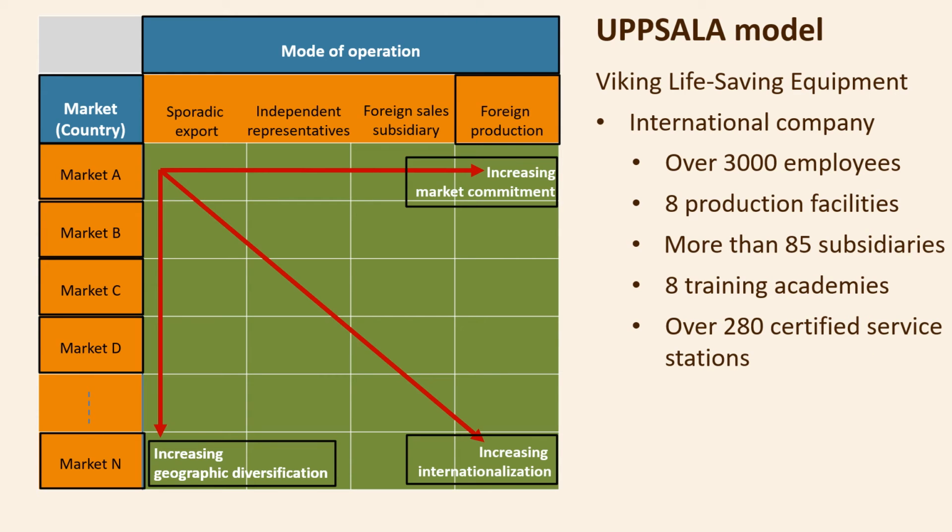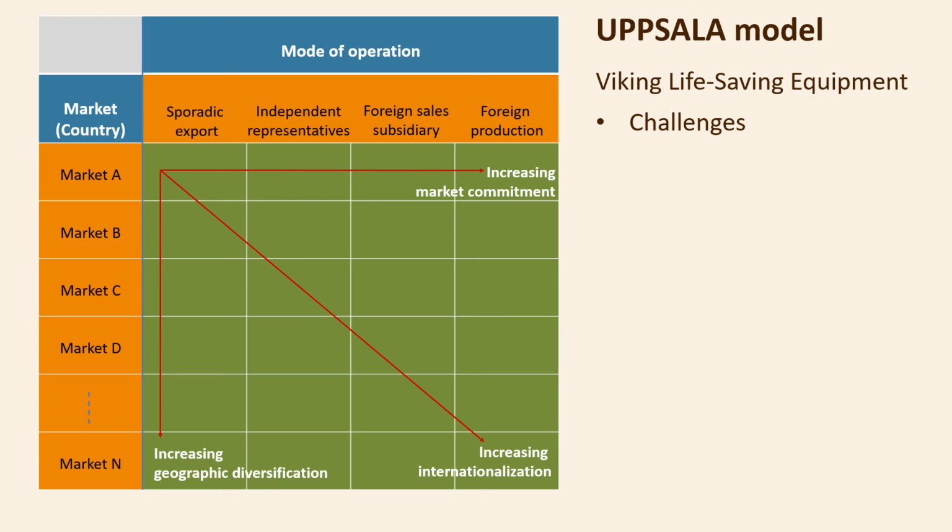Viking life-saving equipment is now an international company with over 3,000 employees. The organization spans 8 production facilities, 85 departments and subsidiaries, 8 training academies, and over 280 certified service stations. You can follow their further development on their website.